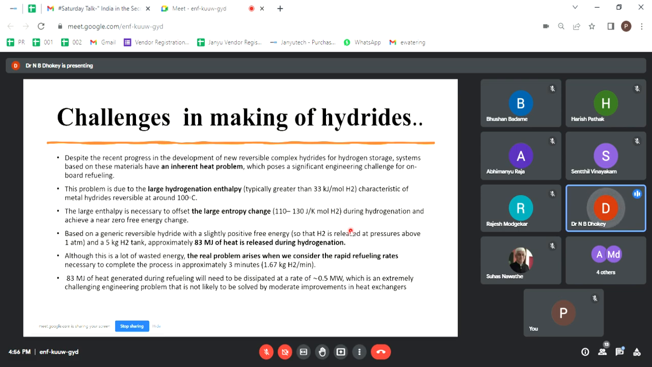And if you look at the government policy which is available in the public domain, it has a mention of the metal hydrides, and I think it was released in 2005. Many national labs have worked on it, but a real product is yet to come.